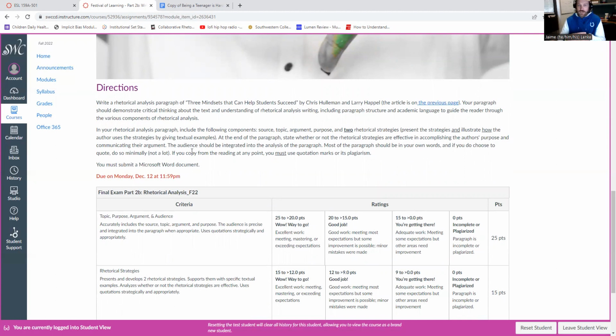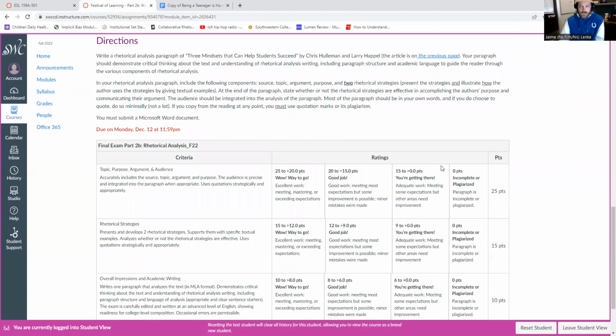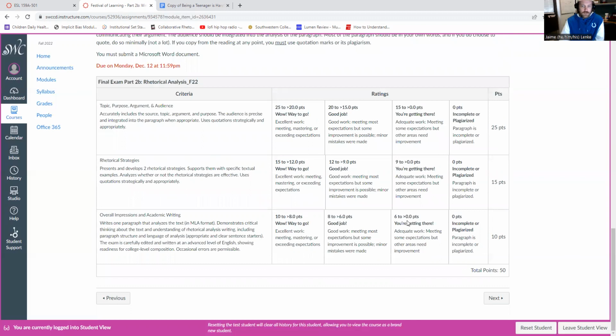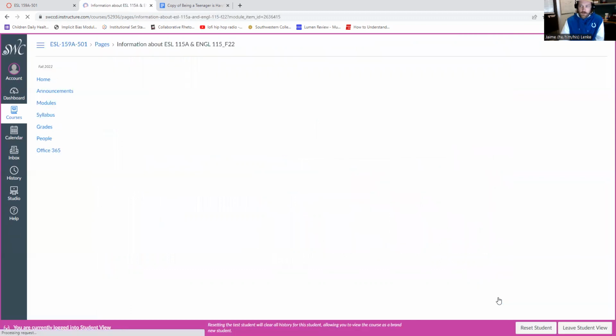This should be a pretty detailed and long paragraph, about a page, I would say, and make sure that we're talking about who the authors are, what the source was, what their general topic is, what argument they're making, why they're making it, what the purpose is, and then 2 rhetorical strategies. So you're going to give me 1 strategy, give me textual evidence from the article, and then you're going to do a second strategy and give me textual evidence from the article. So this paragraph should be fairly long. And again, this is the starting point for ESL 115A or English 115. Okay, this is worth 50 points. This is the breakdown. There's the rubric. And then after that, you're done.